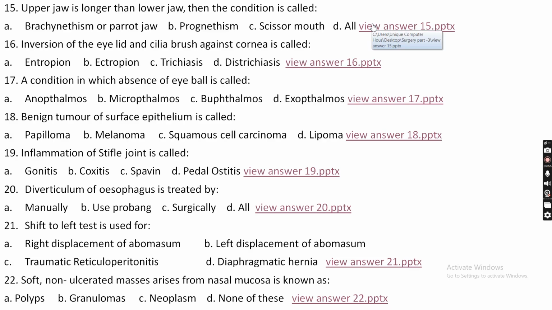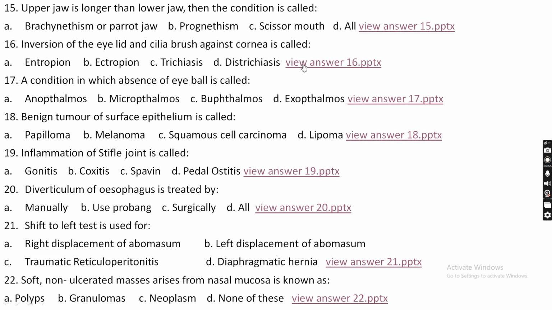Question number 16. Inversion of the eyelid and cilia that brush against the cornea is called, option A, entropion, option B, ectropion, option C, trichiasis, option D, distichiasis.